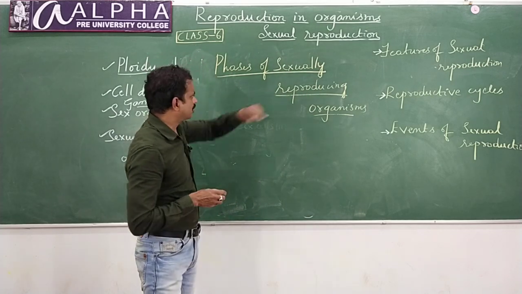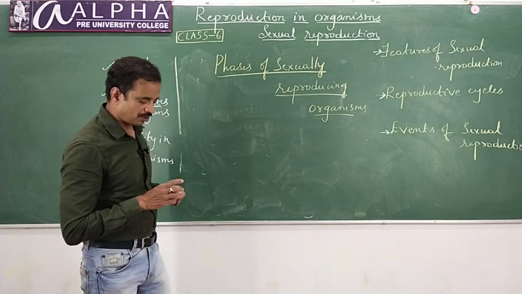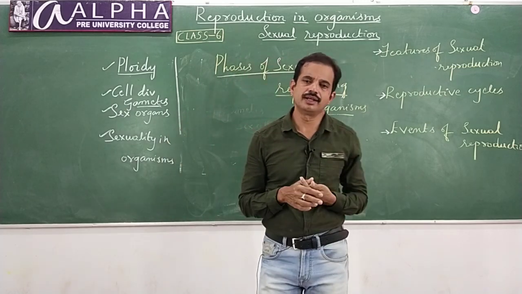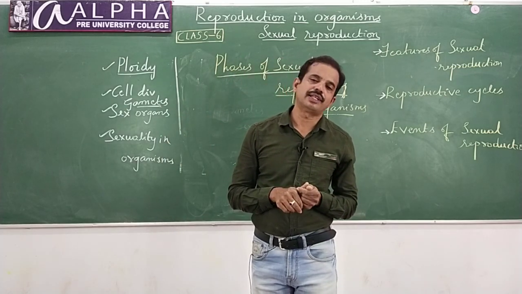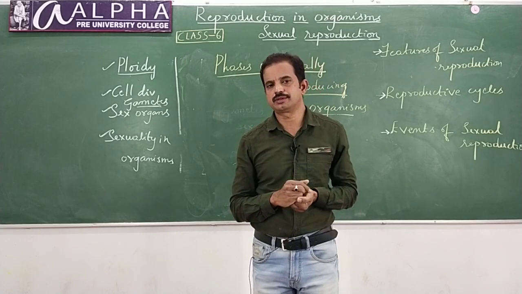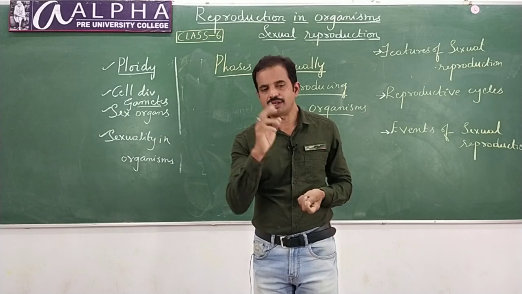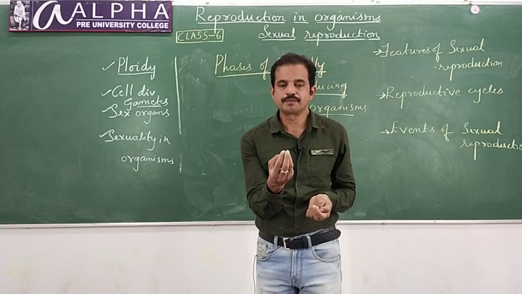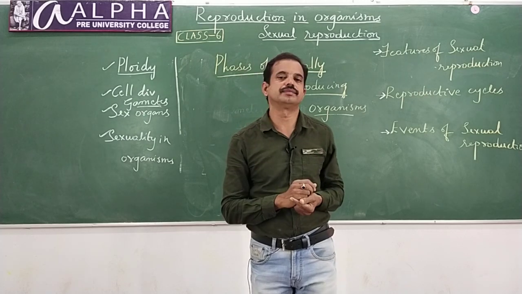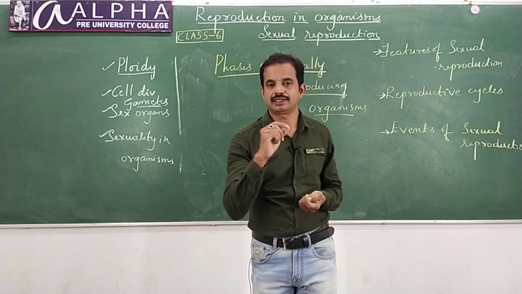So now let us go to the phases of sexually reproducing organisms. You see, students, during the time of reproduction, if the organism has to reproduce, let me consider a plant. A plant undergoes germination. A seed will undergo germination, a small plantlet.